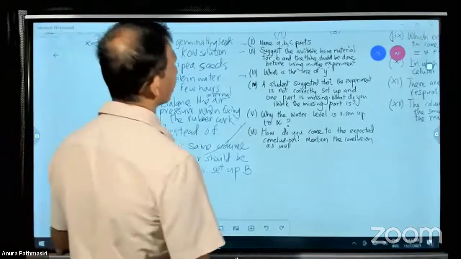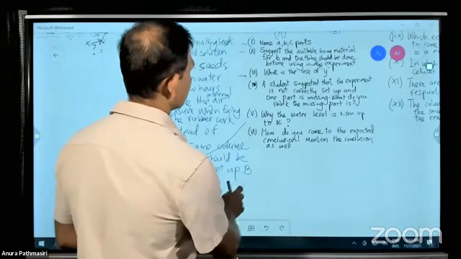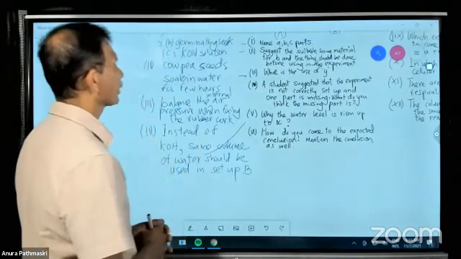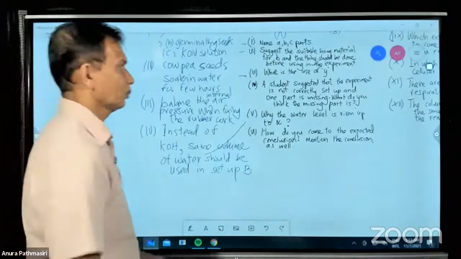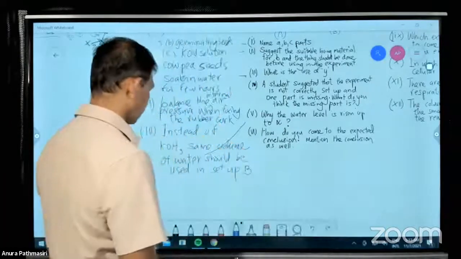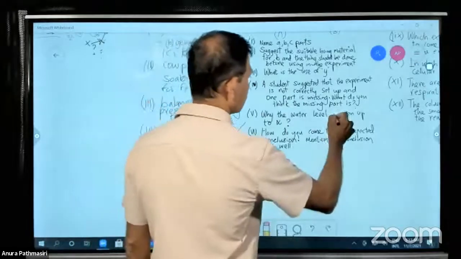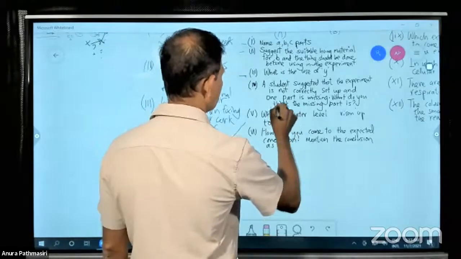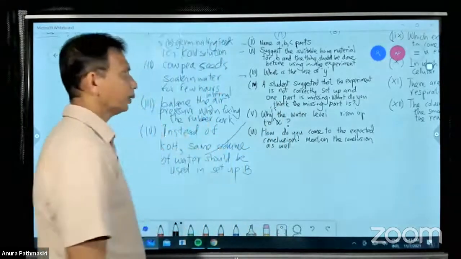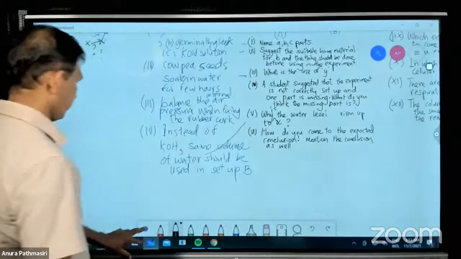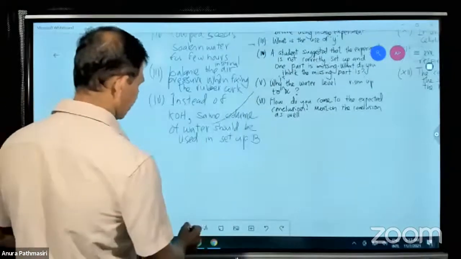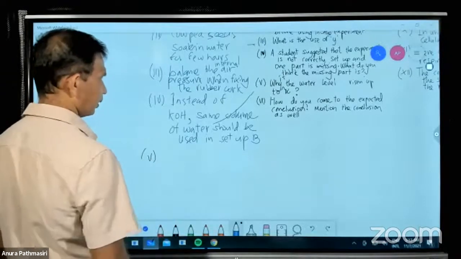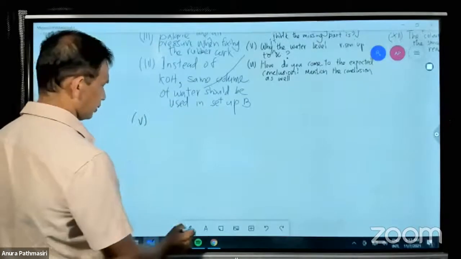The other one, a student: why is the water level risen up to X? Why is the water level risen up to X? The types of oxygen inside the plastic. A little explanation is there, right?